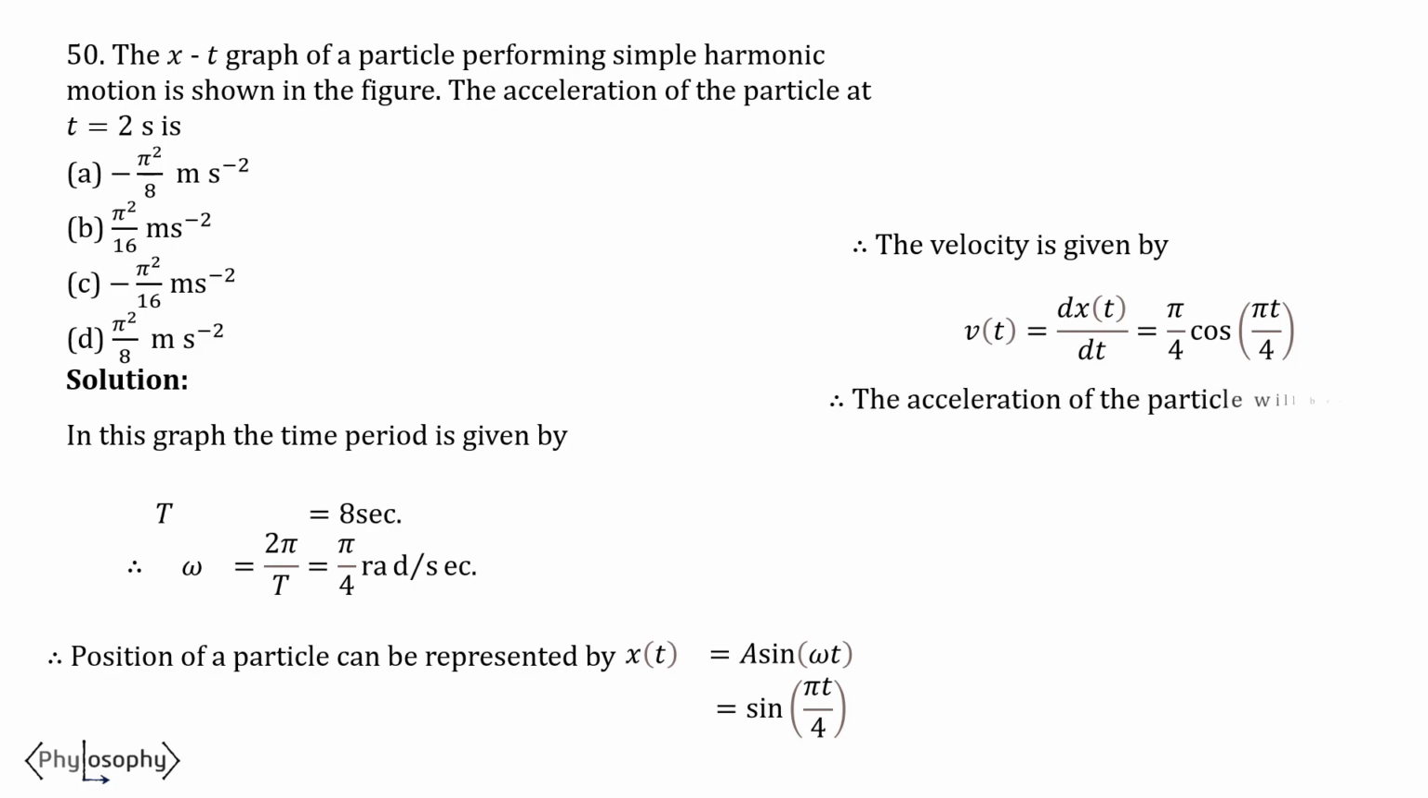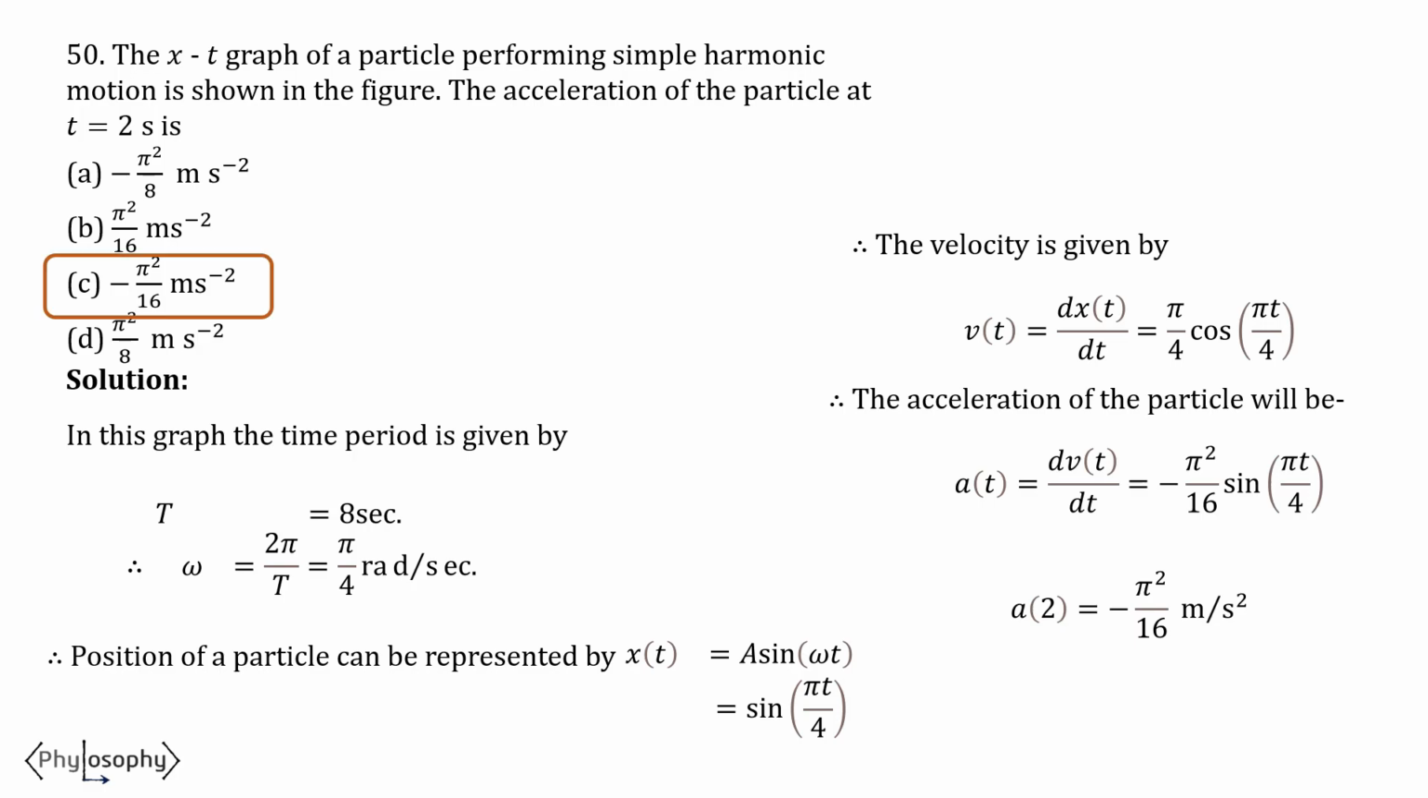Therefore, the acceleration of the particle will be a equal to dv over dt, which is equal to minus pi square over 16 sin pi t over 4. Now, at t equal to 2 seconds, the acceleration is minus pi square over 16 meter per second square. Therefore, option C is the correct answer.